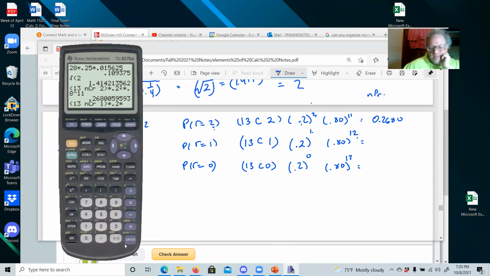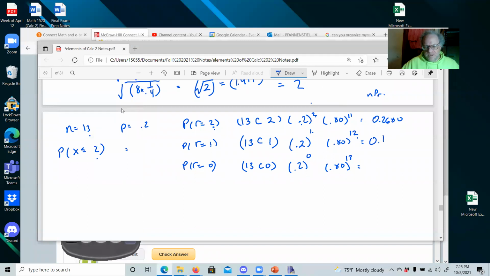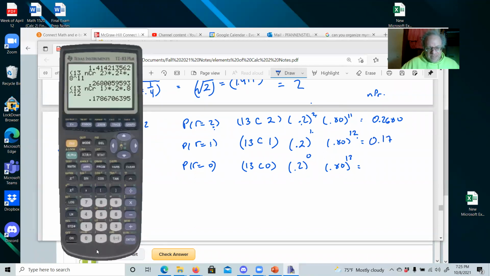Okay, times 0.8 raised to the 11th power. I'll be right back. All right. So where were we? nCr times 0.2 times 0.8 raised to the 12th power equals. Okay, we're going to write that down. 0.178. This is a 7 here, so we're going to round up. So 0.1787.